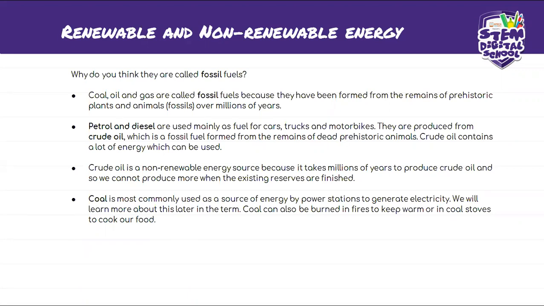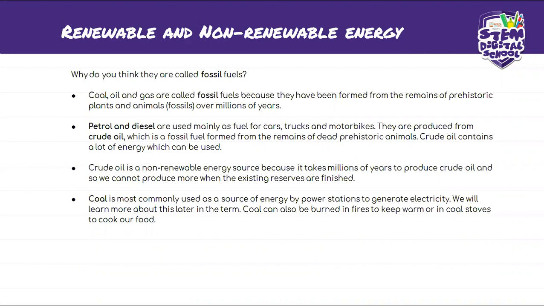Crude oil is a what? A non-renewable energy source, because it takes millions of years to produce crude oil, and so we cannot produce more than when the existing reserves are finished. So what it means is that there are some places where they have oil reserves. So they are what? Drills, they are holes.